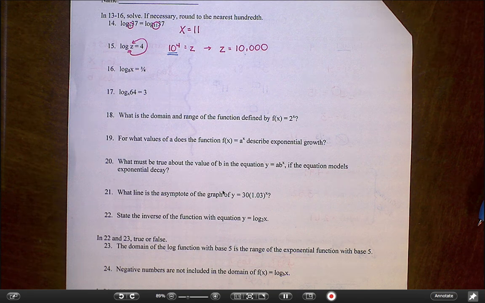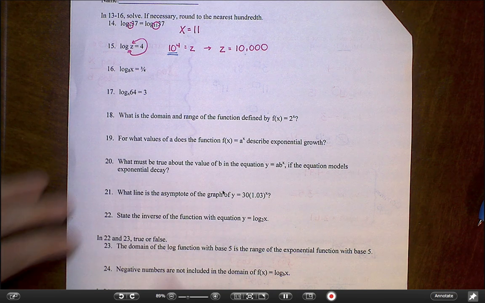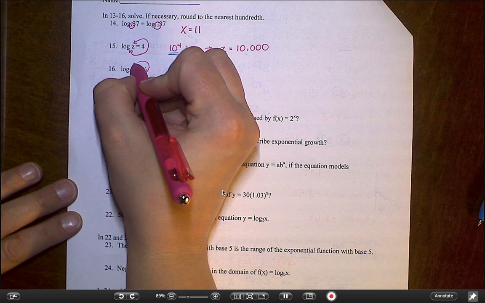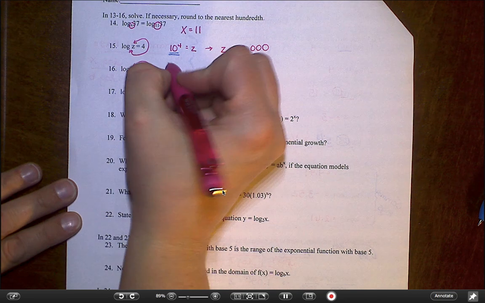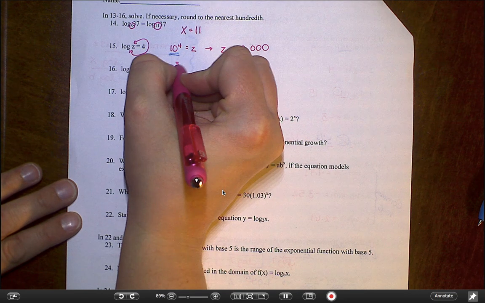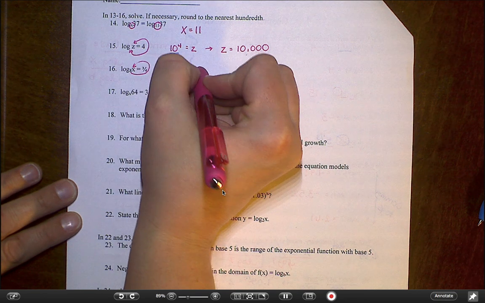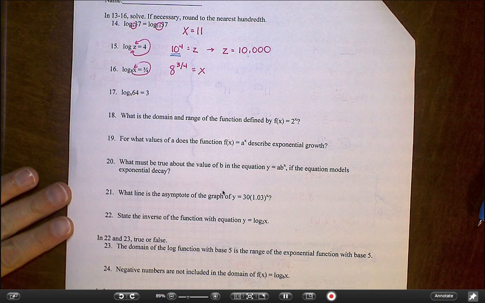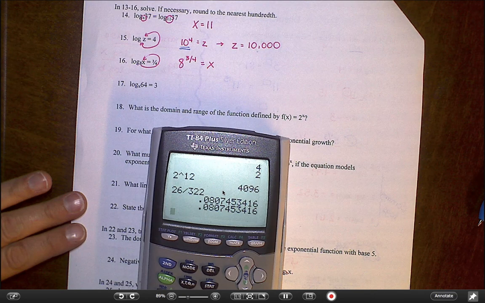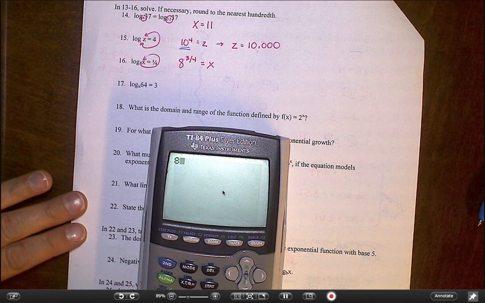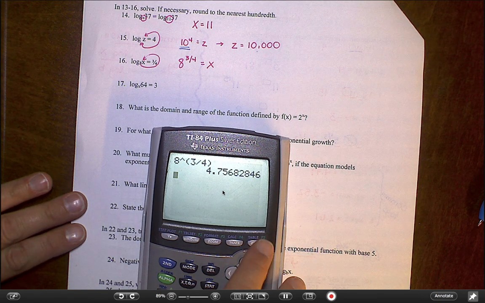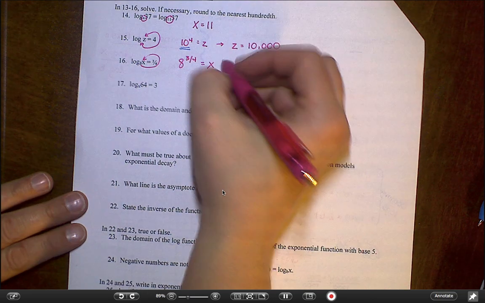So for the next one, I would start the same way. I'm going to go 8 to the power of 3/4 equals x. Now this one isn't really one that I could do in my head, because 8 doesn't break down nicely into 4 pieces. So I would just go 8 to the power of 3/4, and I end up with 4.76 because it told me to round to the nearest hundredth.